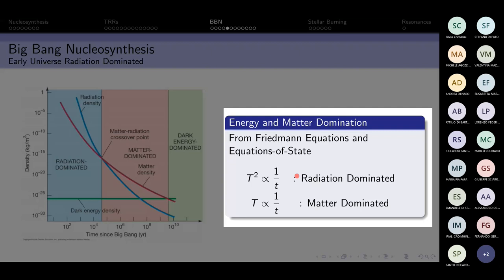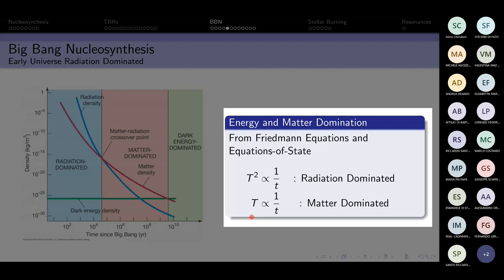We see that the square of the temperature is inversely proportional to the time. Again, not deriving it. If you want the derivation, you can definitely look it up, but it's not too tricky. In a matter-dominated universe, the temperature is inversely proportional to the time. So there are some slight differences there. If the universe had no photons, but only baryons, that's what it would look like. Of course, it has both.